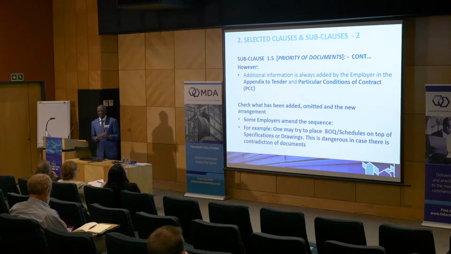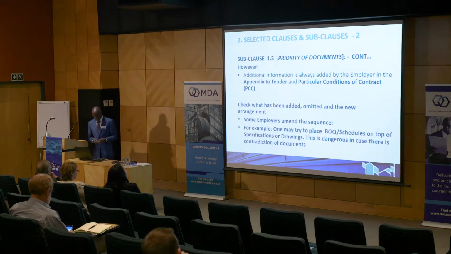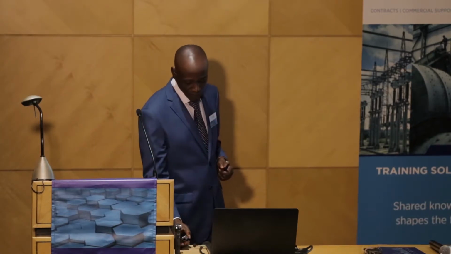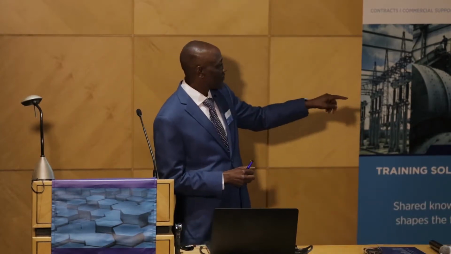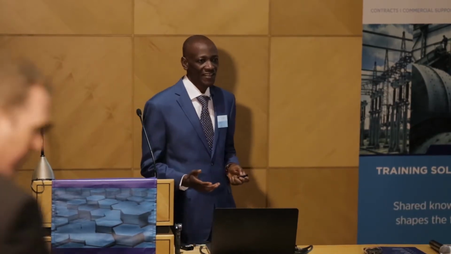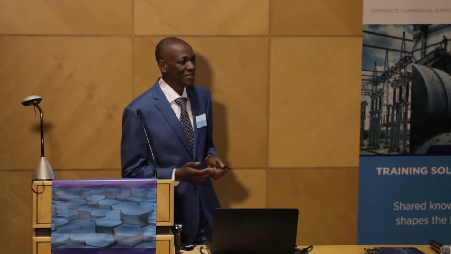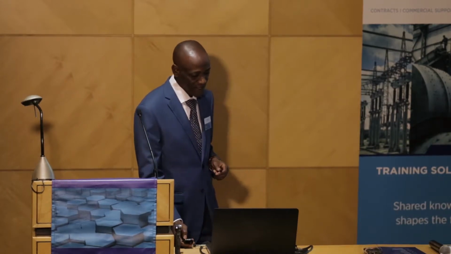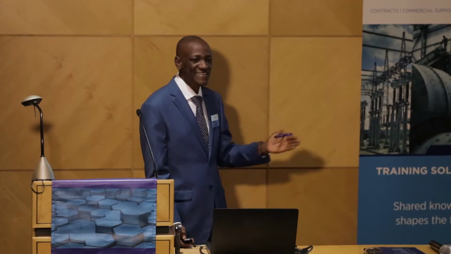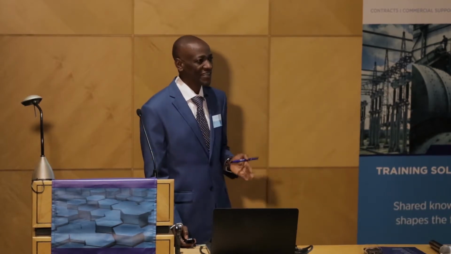So as a contractor, you need to make sure that the sequence is exactly as suggested by FIDIC. For example, one may try to place the bill of quantities or the schedule, which is below the line, on top of the specifications. If it happens like that, in case of any contradiction between the documents, it can be a problem. So a prudent contractor should make sure that in case of any amendment, it at least follows the sequence FIDIC is suggesting.